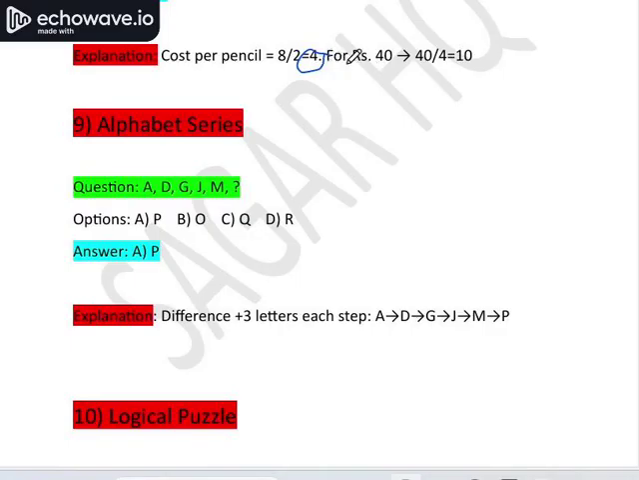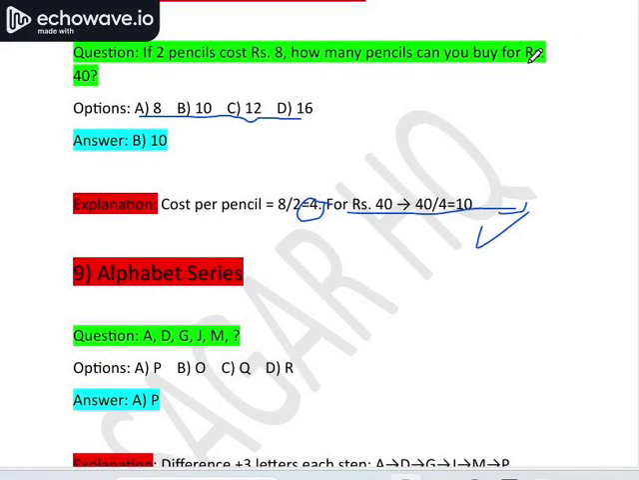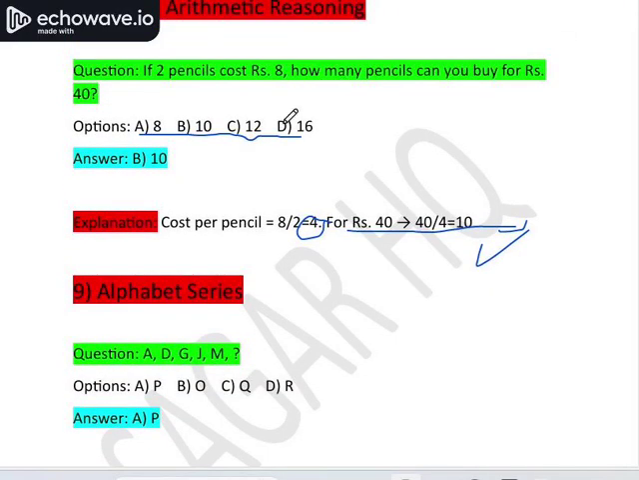Then for ₹40 we have to divide by 4. So 40 upon 4 equals 10. So we can say that we get 10 pencils by investing ₹40.